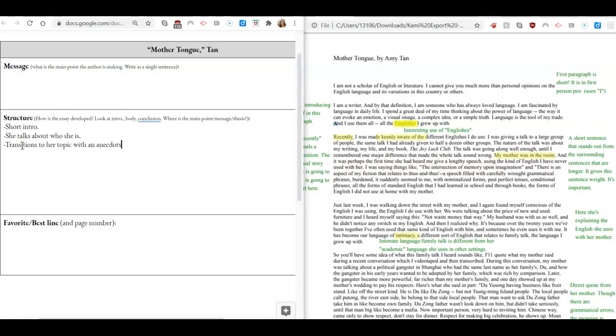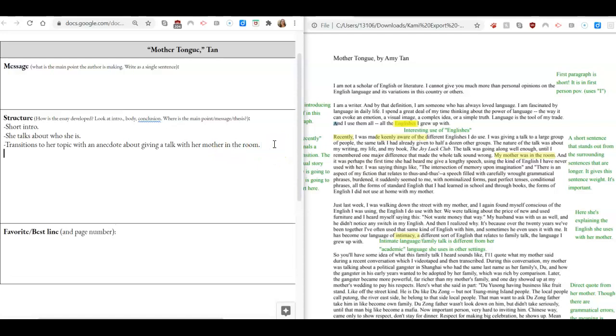An anecdote is just a short story about giving a talk with her mother in the room. Because that's an important part of the story, right? That her mother's in the room, and it makes her change how she speaks. It makes her see and hear herself in a different way.